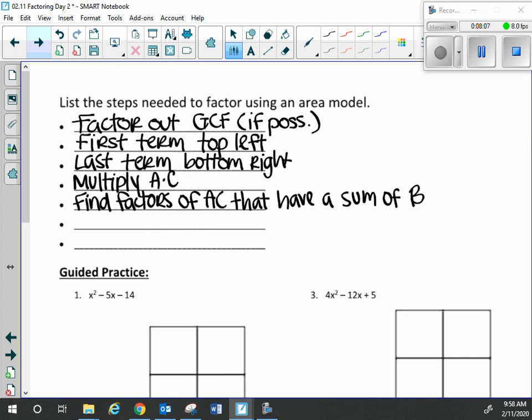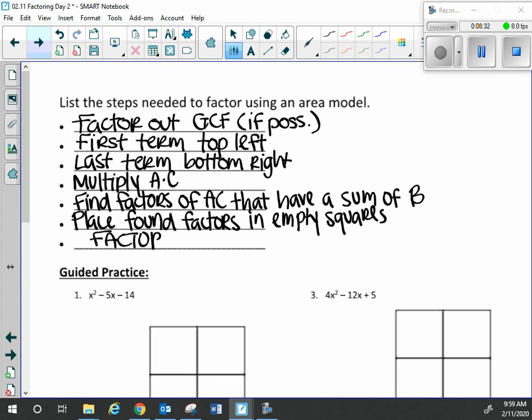Okay, then when we found those factors, we placed those found factors in the empty squares. And then finally, we factored. A lot of writing today. Sorry. That's it though. Yay.